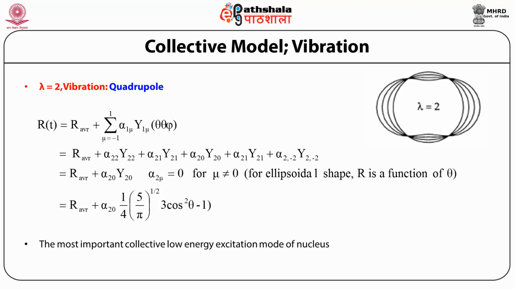We get R average plus alpha 2 0 (1 by 4 pi) to the power 1 by 2, (3 cos square theta minus 1). So this is an expression for quadrupole mode of vibrations in nuclei. Now this mode is very popular and very common at low excitation energies in the nuclei.